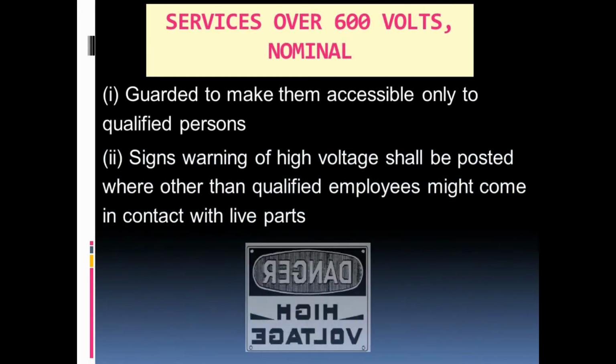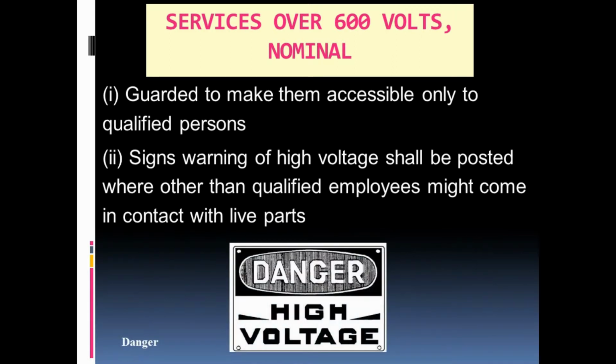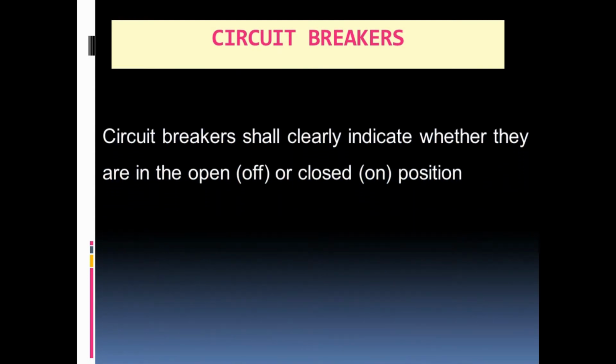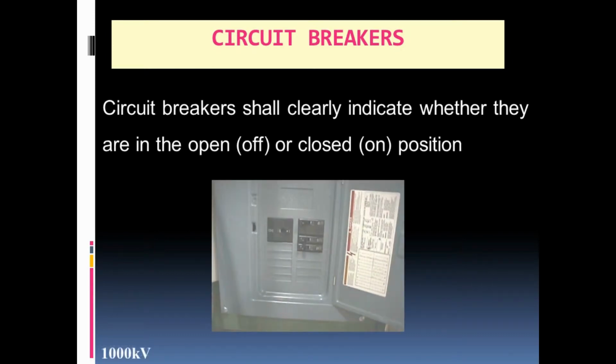Service over 600 volts nominal. 1. Grounded to make them accessible only to qualified persons. 2. Signs warning of high voltage shall be posted where other than qualified employees might come in contact with live parts. Circuit breakers. Circuit breakers shall clearly indicate whether they are in the open or closed position.